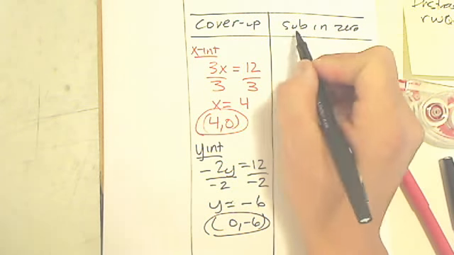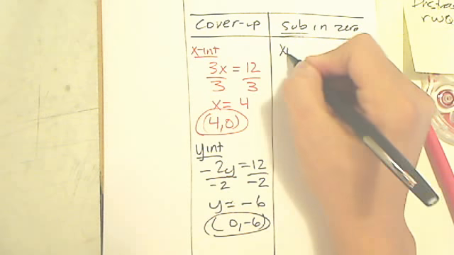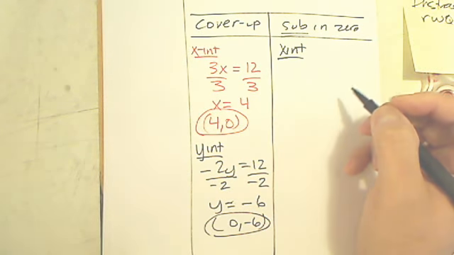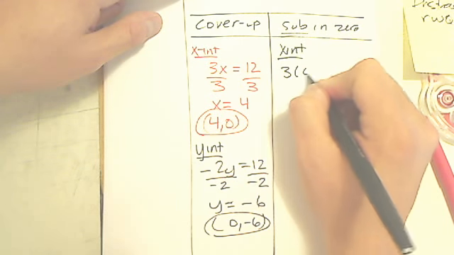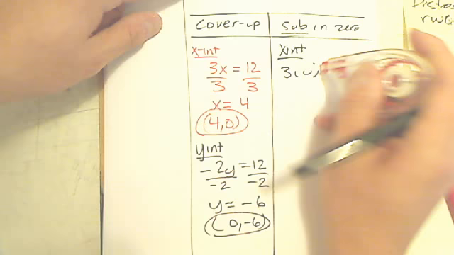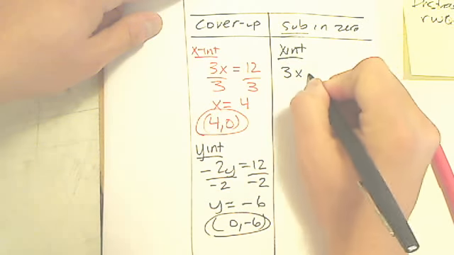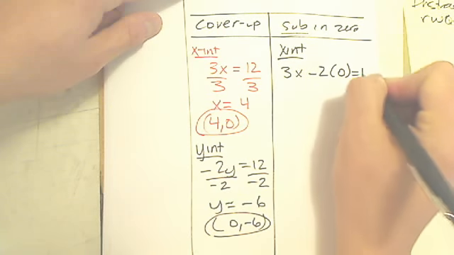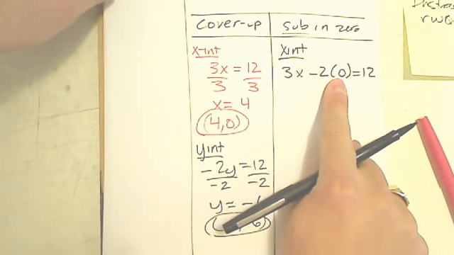Substitute in 0 is exactly what it sounds like. For the x-intercept, this is another way to solve it. Take the equation: 3 times x minus 2 times 0 equals 12. Why do I substitute in 0 in place of y?